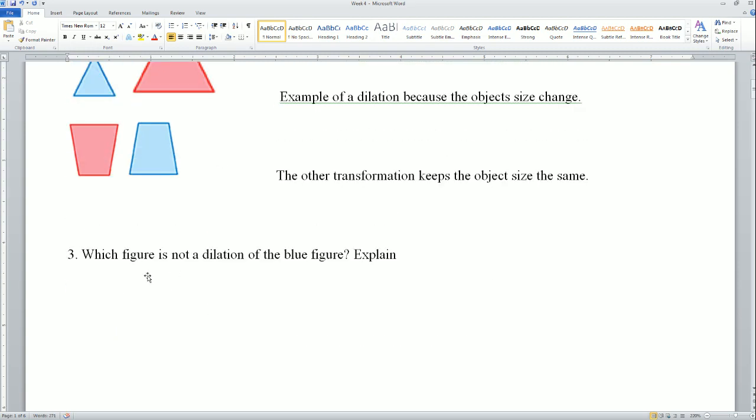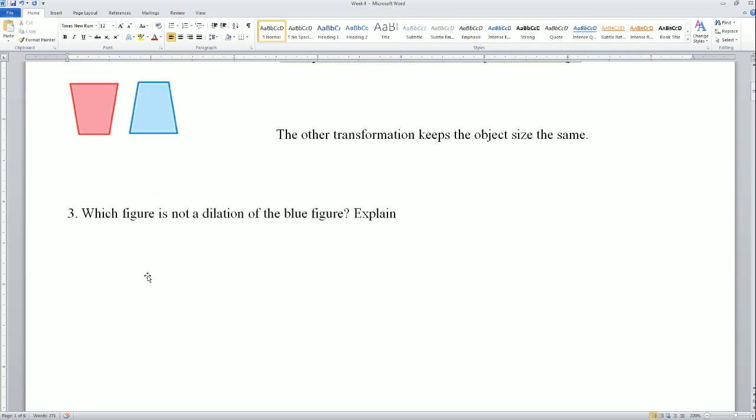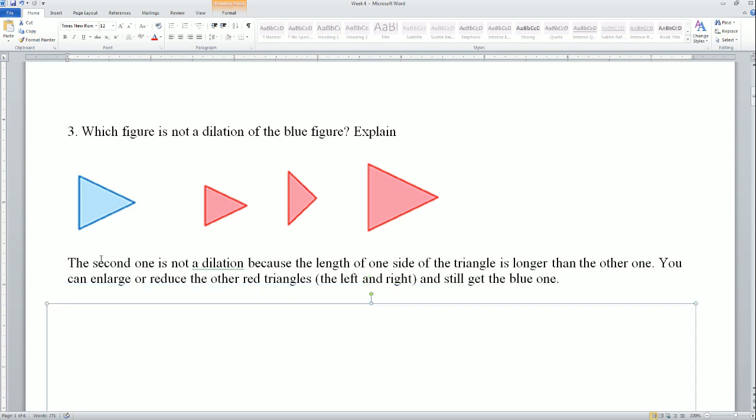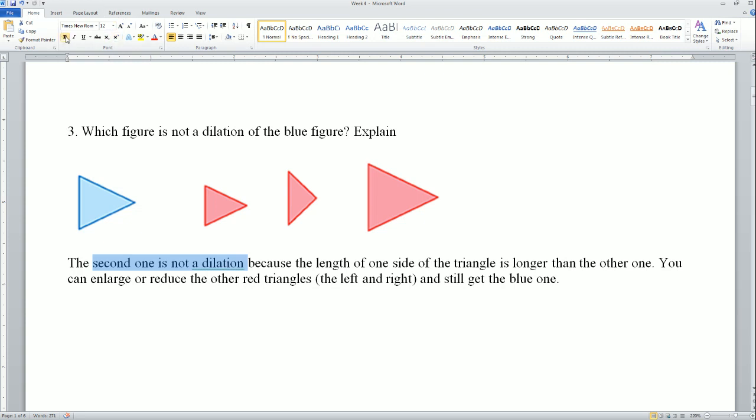Next, they say which figure is not a dilation of the blue figure. Please explain. Alright, so we have several images. So I would say the second one is not a dilation. That would be my answer. My explanation is because the length of one side of the triangle is longer than the other. You can enlarge or reduce the other triangles and still get the blue one.